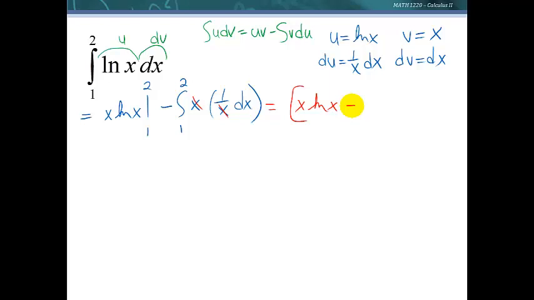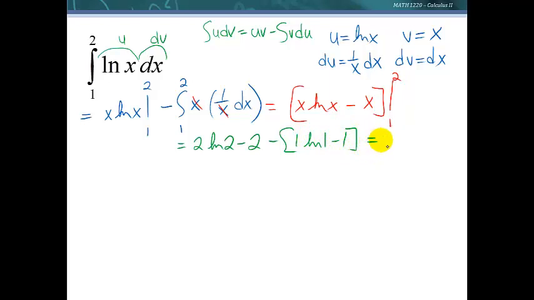So this is just minus the integral from 1 to 2 of dx, so that's just going to be an x, and then we need to evaluate this from 1 to 2. So we have 2 natural log of 2 minus 2, minus 1 natural log of 1 minus 1. As we simplify that, the natural log of 1 is 0, so this piece is gone, and we have 2 natural log of 2 minus 2 plus 1, so minus 1.